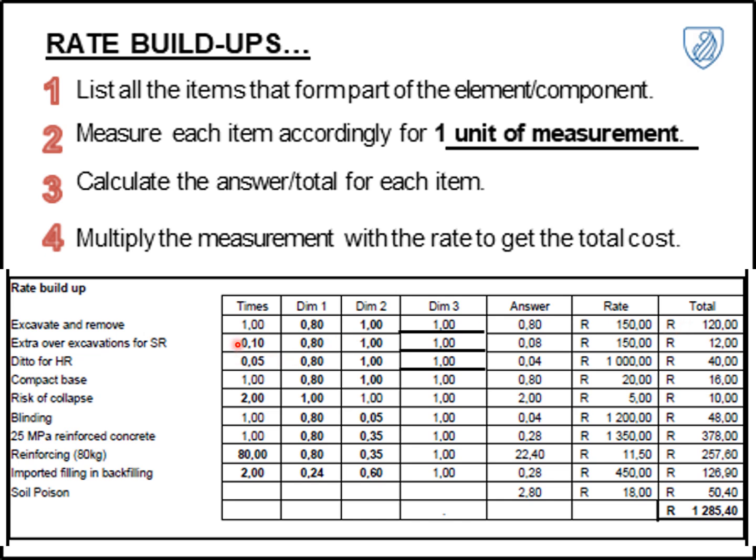The same with your extra over for soft rock, which is a 10% allowance, and 5% for hard rock. Your compaction of your base is a per square meter rate. So we've got the width, and then we've got 1 and 1, and that's used for that. It's a very similar calculation. Let's just get to our cubes.